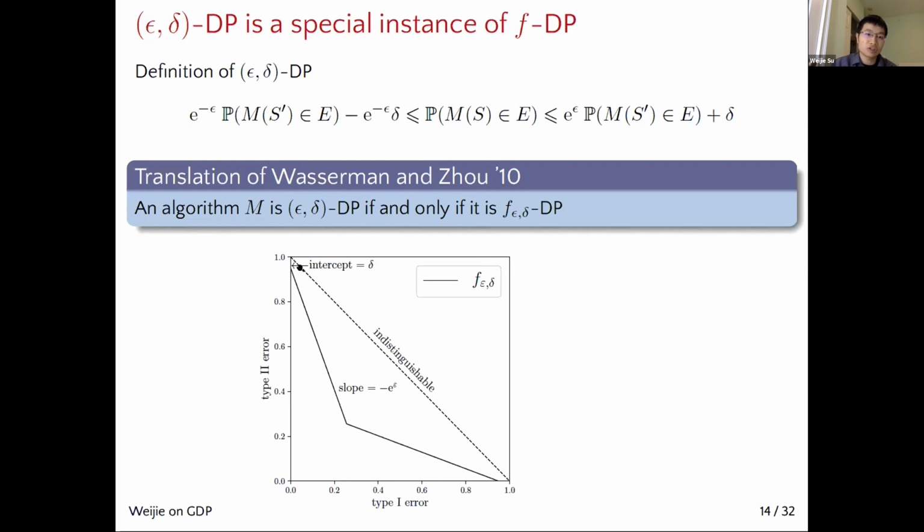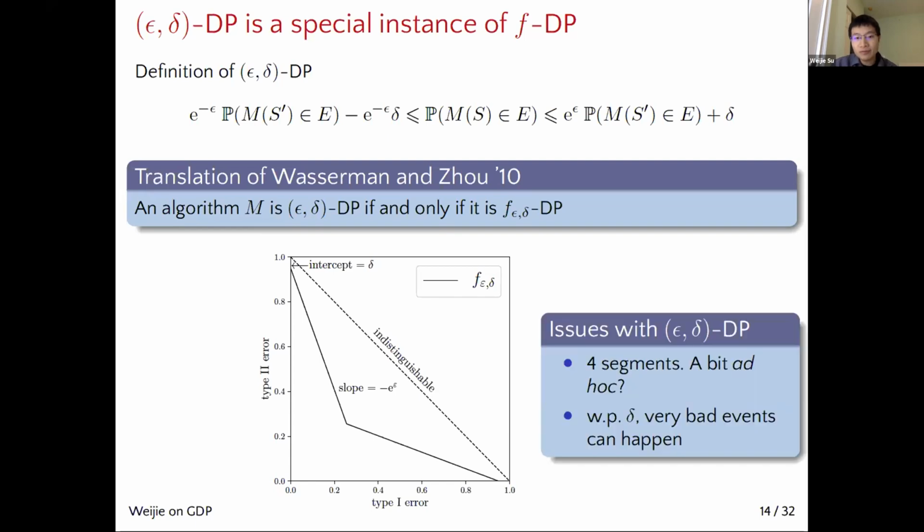And then what's the trade-off function of epsilon-delta DP? The trade-off function looks like this. Here, this is the intercept. The length of the intercept is delta, and then you draw a line with slope minus e to the epsilon. So here the slope is minus e to the epsilon, and the intercept is also here. Everything is symmetric with respect to the 45-degree line. By the way, this line is basically the indistinguishable line, because here the type 1 and type 2 errors sum up to 1, right? So it's just a random coin toss.